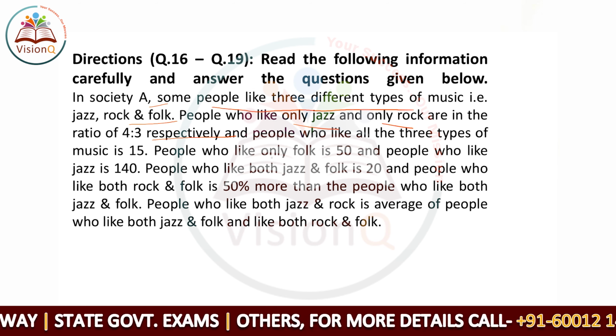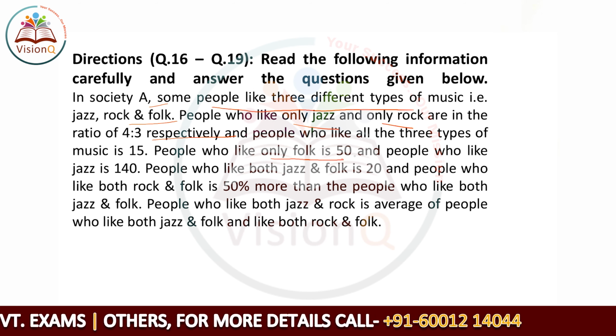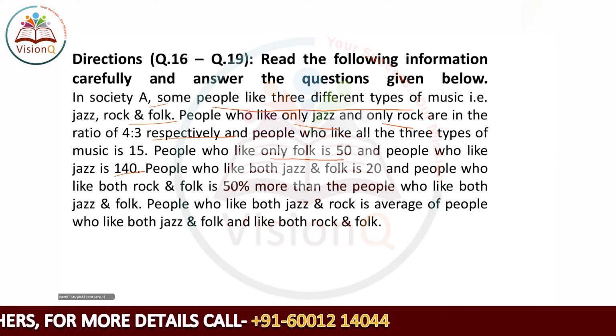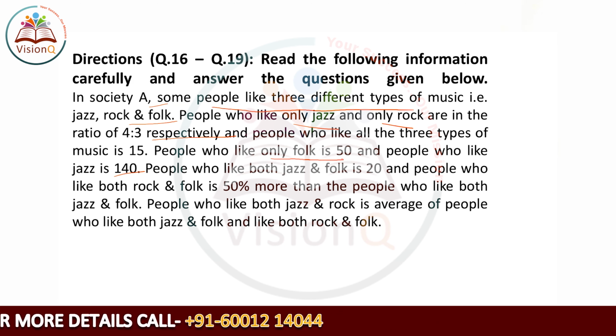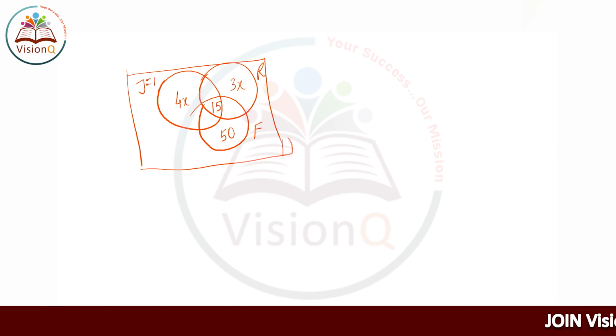Then people who like only folk is 50, and people who like jazz is 140. So people who like only folk is 50. This will represent only folk part. And people who like jazz music, total of this value is 140.